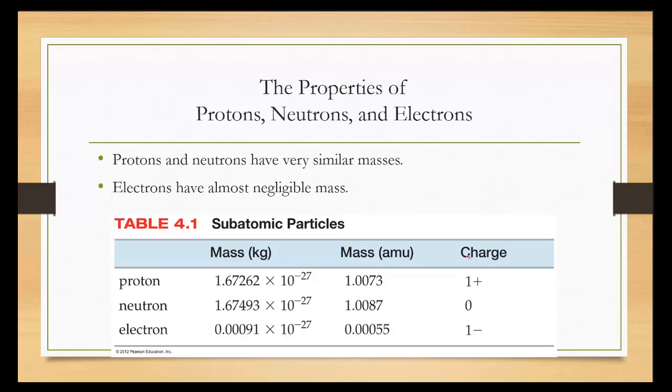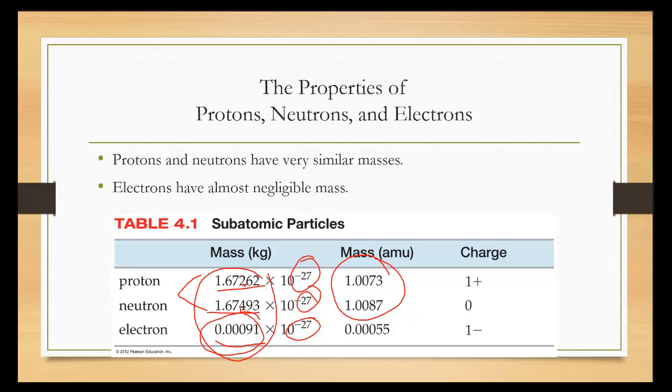The protons and the neutrons ended up having very similar mass. If you look at here, notice that they're all to the negative 27, so that way we're comparing apples to apples. But notice that the electron is smaller. The number in front of the times 10 to the negative 27 is much smaller. But the protons and neutrons are fairly similar out to the thousandths place.